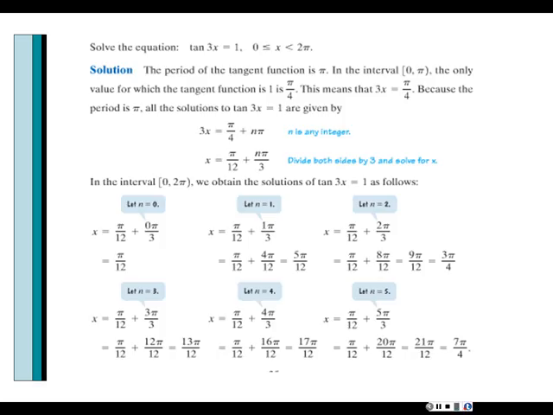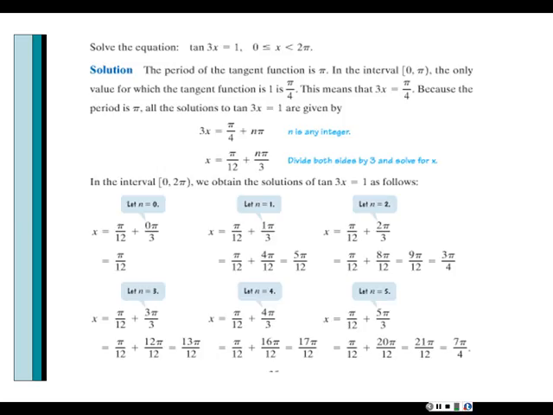Without looking at the previous one, let's try to solve the equation tan 3x equals 1. The first line is the equation: tan 3x equals 1. Now, what we basically want to do is solve this one equation. First of all, from here we know for sure that 3x equals pi by 4, right?